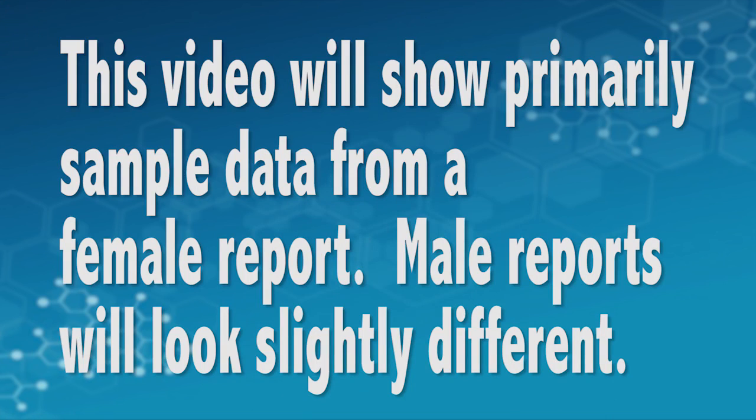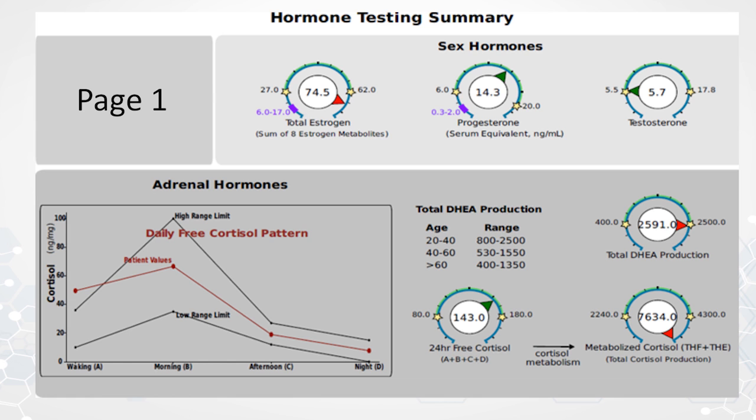We've got a video here to walk you through it, and we've got subsequent videos that you can watch that will go into more detail about the different parts of the test itself. You'll find on the report that on page 1, you've got an overview of the hormone levels. So you can see there the total of the estrogens, the progesterone, the testosterone, the total of the DHEA production.